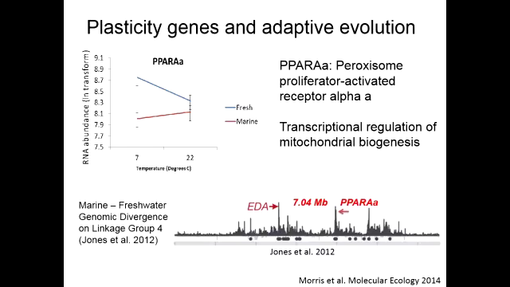PPARA, so peroxisome proliferator activated receptor alpha A. We know that this particular gene, interestingly enough, is associated with transcriptional regulation. In this case, transcriptional regulation of mitochondria biogenesis, amongst other things. So what Matthew found is a significant reaction norm in association with freshwater where this gene is upregulated in freshwater.